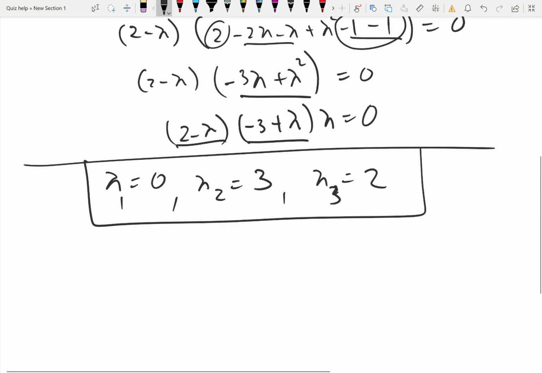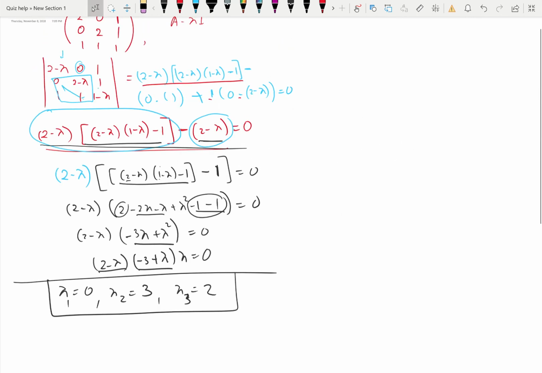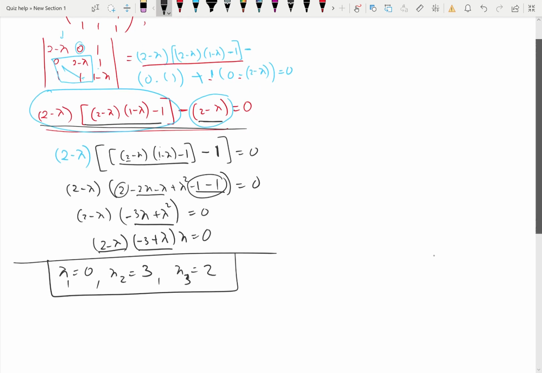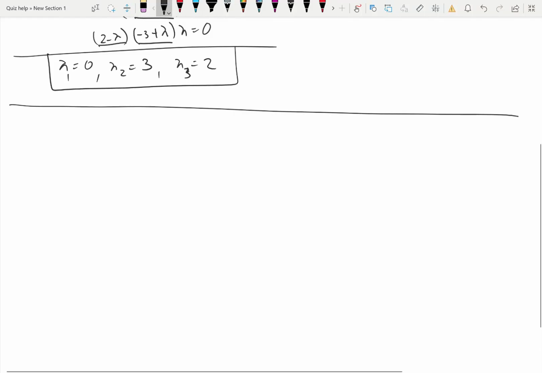Okay. Alright, so now we want to find eigenvectors to solve this differential equation. So let's find our eigenvectors. So let's first take the first eigenvalue, lambda 1 is equal to 0. Now feel free to pause and do it by yourself. That is exactly how you should do these problems.